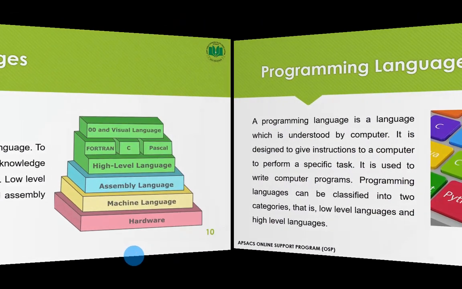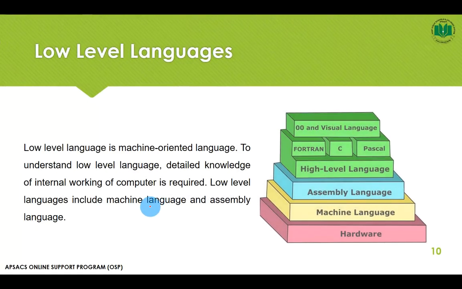We will discuss the low level languages. Low level languages are machine oriented languages. Machine oriented means computer oriented languages, which are created for computer systems. A computer system can very quickly understand these languages. To understand low level languages, detailed knowledge of the internal working of a computer is required, because these languages are difficult. These languages are the computer's native language.